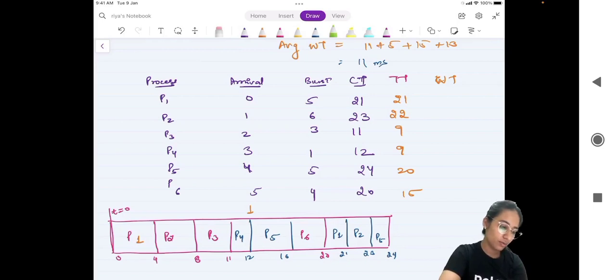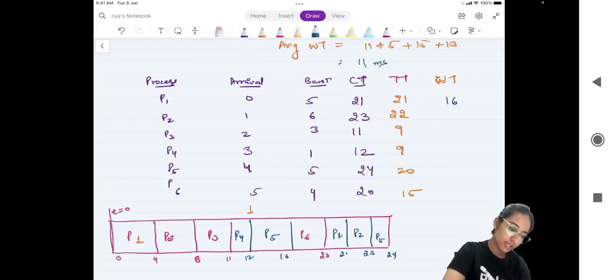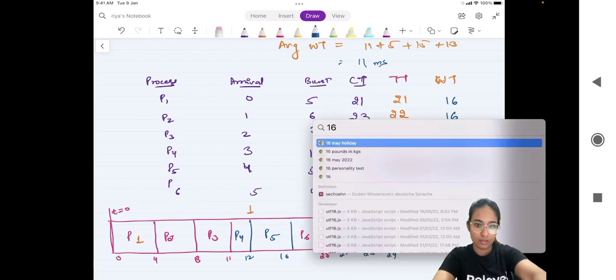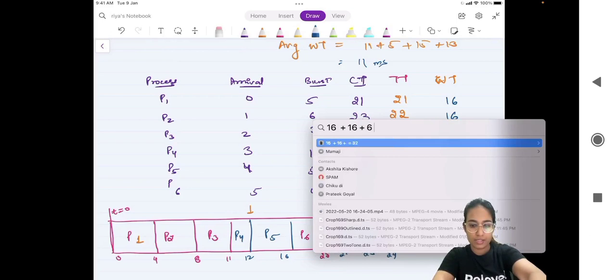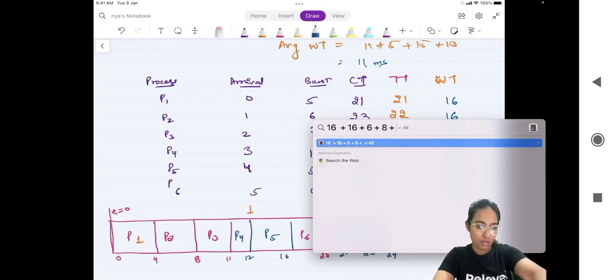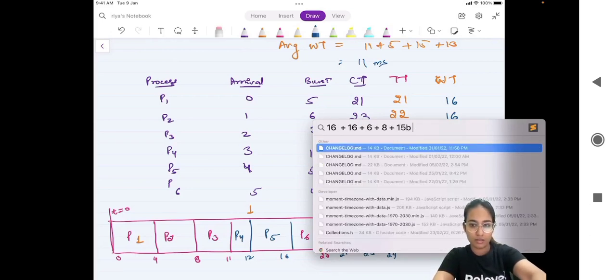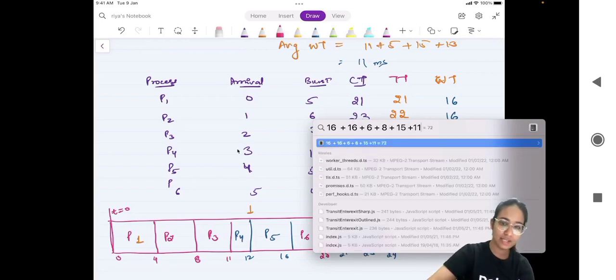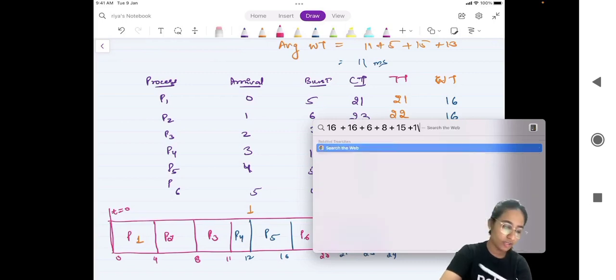The waiting time is turnaround time minus the burst time. So 16, so 16, so 6, 8, 15, 11. So when you add up all this, it is 16 plus 16 plus 6 plus 8 plus 15 plus 11, which is 72 over here.